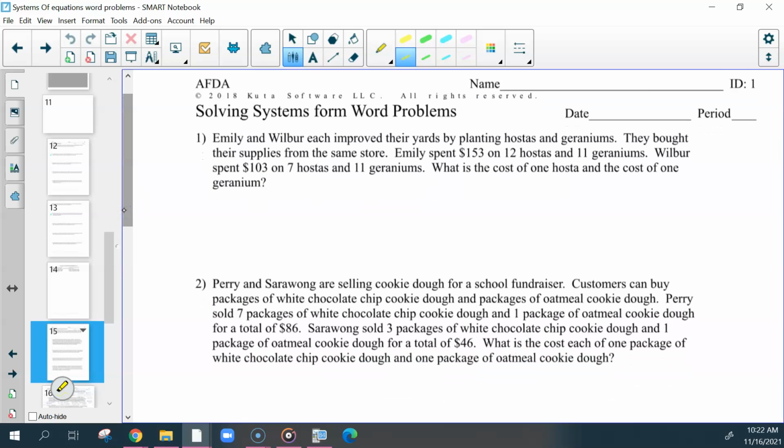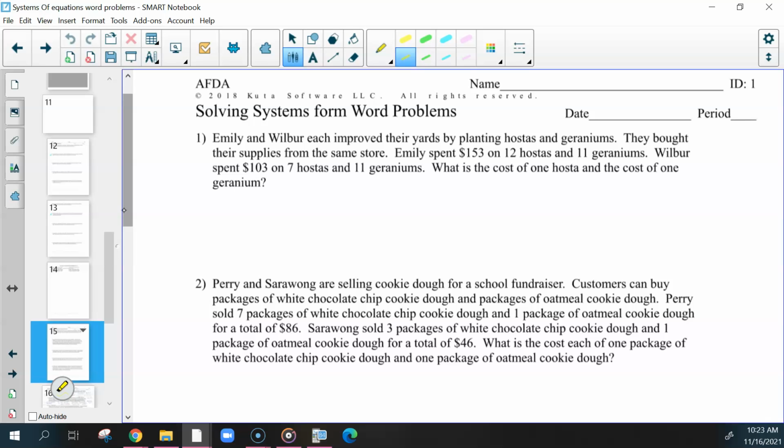Emily and Wilbur each improved their yards by planting hostas and geraniums. They bought their supplies from the same store. Emily spent $153 on 12 hostas and 11 geraniums. Wilbur spent $103 on 7 hostas and 11 geraniums. What is the cost of 1 hosta and the cost of 1 geranium?